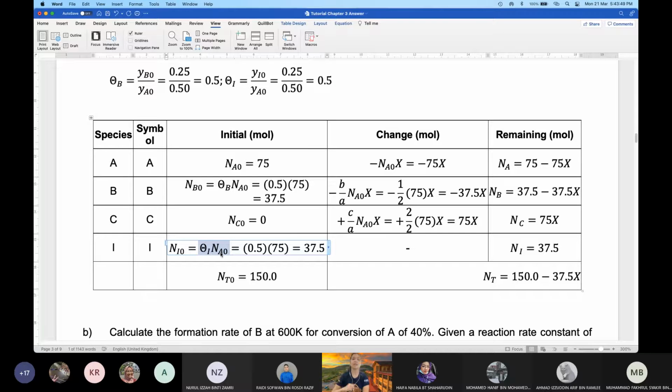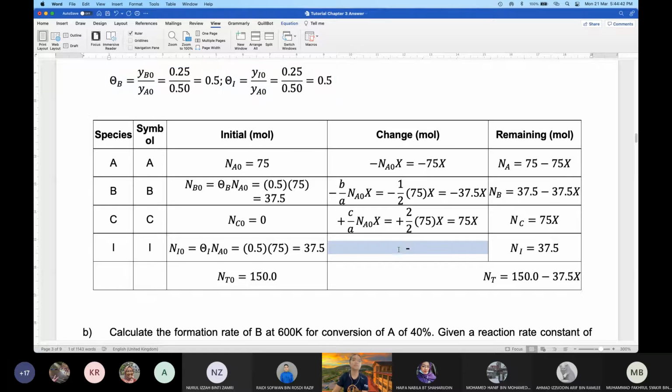Okay, so how to calculate theta I? Kalau tadi theta B, amount of B over A. Kalau theta I, amount of inert over amount of A. So same case, in this question, they give us in terms of mole fraction. So we use that mole fraction to calculate your theta I. So it will be Yi naught, initial fraction of inert, over initial fraction of A. So the Yi naught was 0.25 because this is 25 mole percent inert. So 0.25 divided by Ya naught 0.5 because they say 50 mole percent A. So you divide, you get theta I naught equally the same 0.5. So you replace theta I 0.5, Na naught 75, you get your Ni naught 37.5. So initially awal tu ada juga 37.5 mole of your inert in the system.